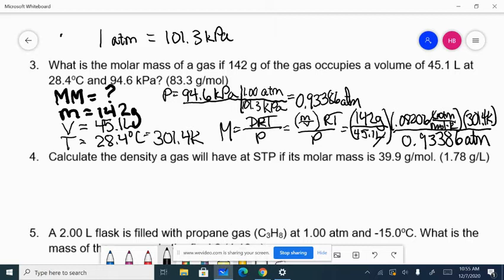Let's check our units cancel. Liters on the top, liters on the bottom, K's on the bottom and the top, atmospheres on the bottom and the top, and we have units of grams per mole, which is the good unit for molar mass, and that will give me the correct answer. Let's go right on to number 4.